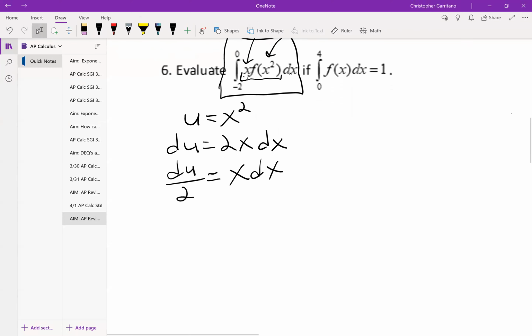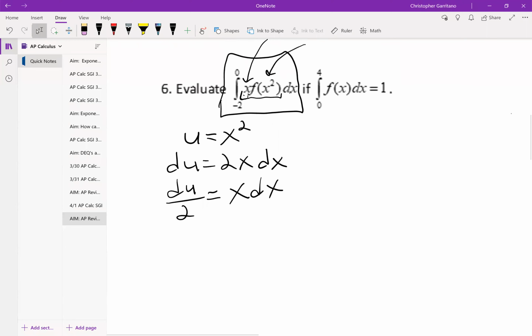So moving on, let's write this. All right. So x dx, again, is going to be replaced with du over 2, but I'm going to pull the 1/2 out front. And now what we have left is f of u. So I need to integrate f of u du.